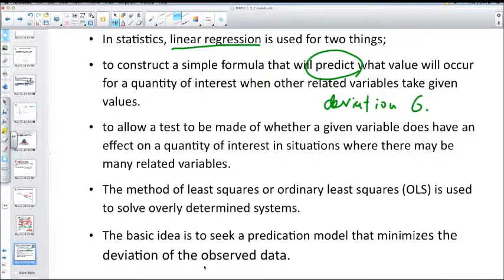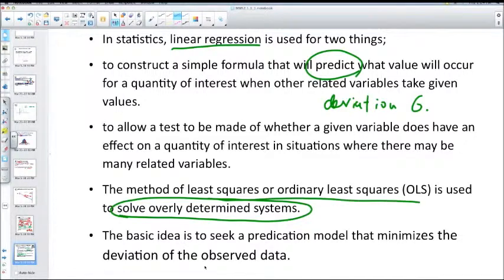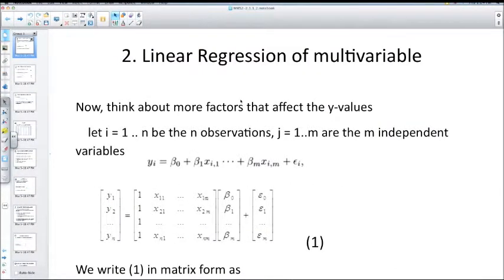So that's the idea to solve the overdetermined system. When you have more equations than the parameters you have, we're going to see the least square, or say OLS, again and again in the future application. Now let's move to the next half.